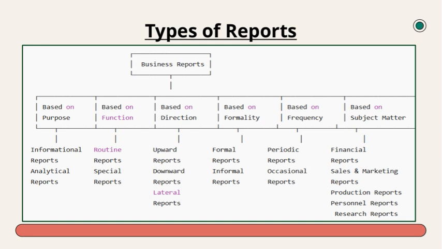Then there are progress reports which are similar but focus more on tracking ongoing activities over a period of time, showing how close we are to reaching our goals. Finally, we also have compliance reports which ensure that we're meeting regulatory or organizational standards. Understanding these different types helps us tailor our communication effectively, whether we're providing updates, making decisions, or ensuring standards are met, all of which are vital to the overall success of our projects and initiatives.